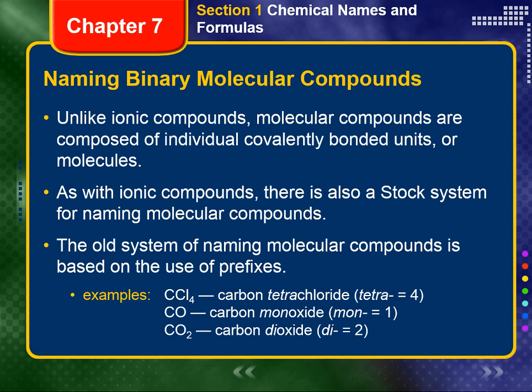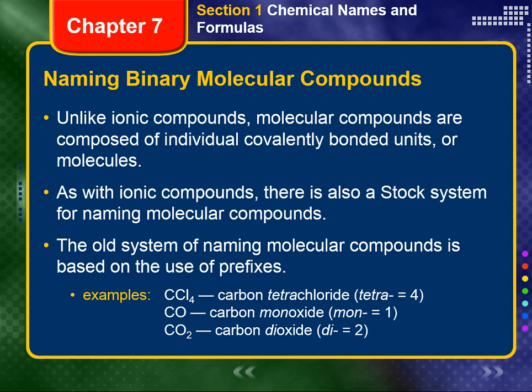Unlike ionic compounds, molecular compounds are composed of individually covalently bonded units, or molecules. Chemists use two nomenclature systems to name binary molecules. The newer system is the stock system, which requires an understanding of oxidation numbers, so this system will be discussed in Section 2. The old system of naming molecular compounds is based on the use of prefixes.